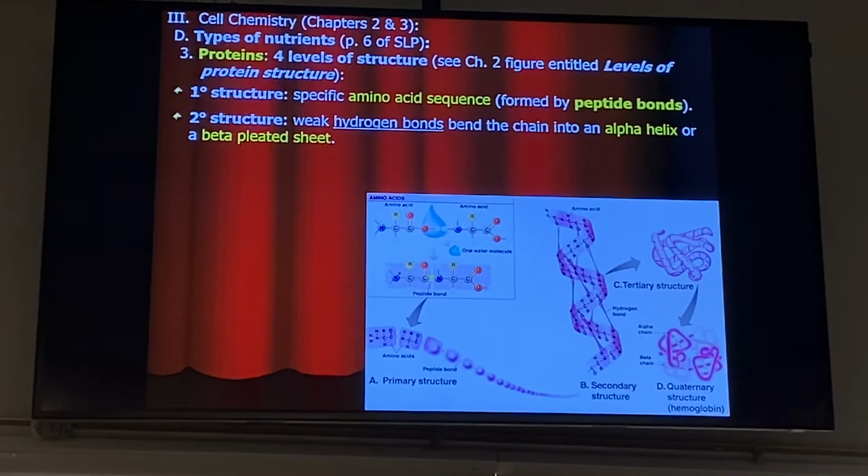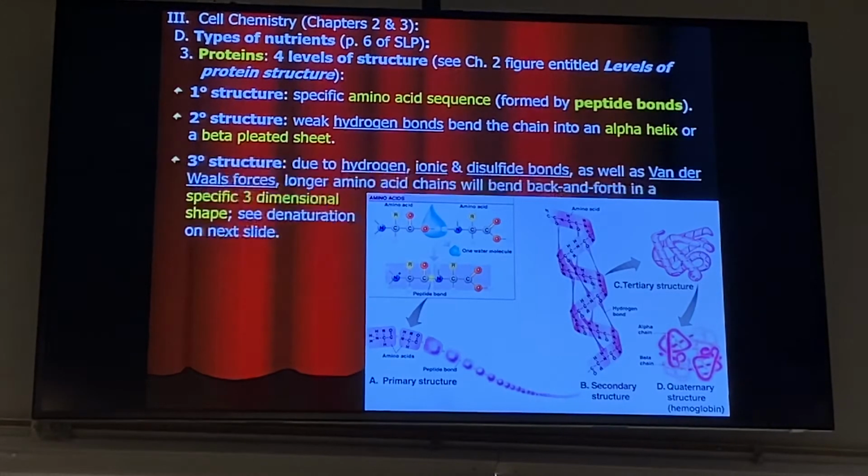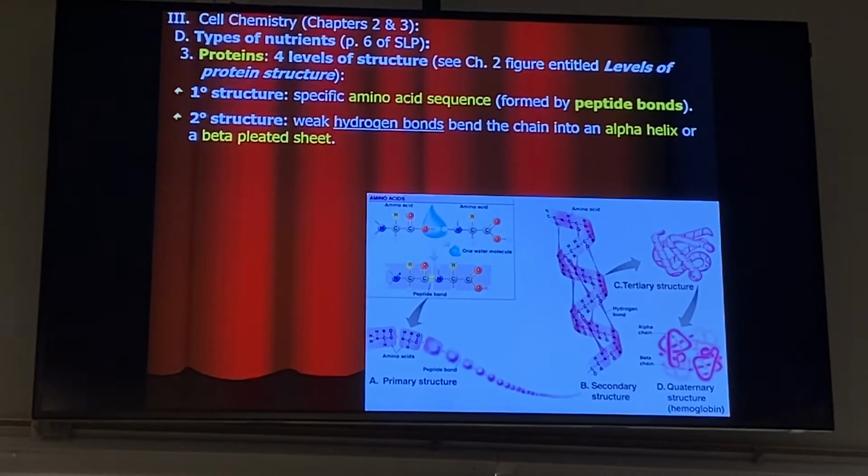They are weak. But if you form enough of them, you can get either a helical structure, we call it alpha helix, or this thing that looks like you folded a piece of paper over and over again called a beta pleated sheet. Okay? This one is only showing you an alpha helix. But that is secondary structure, secondary protein structure.